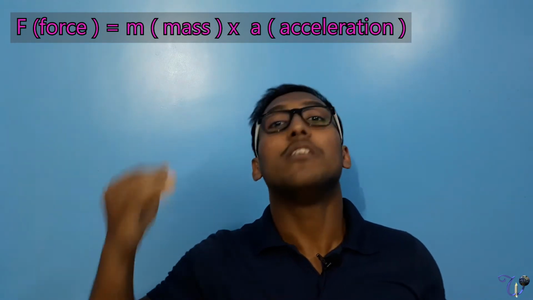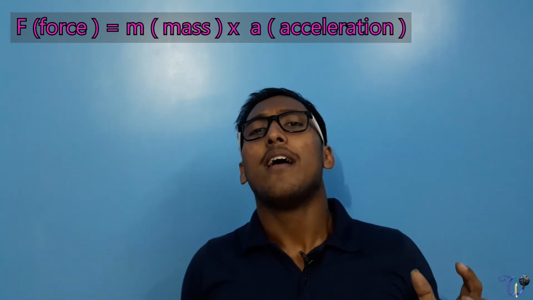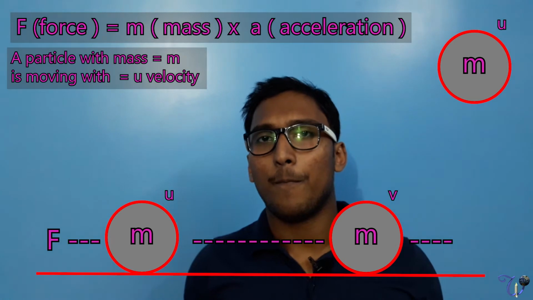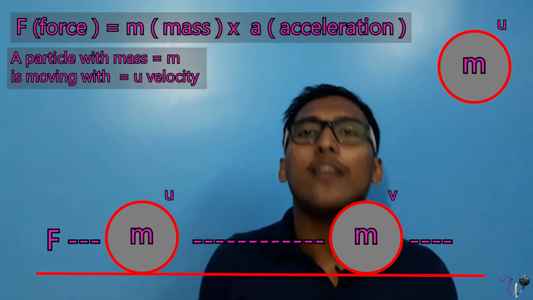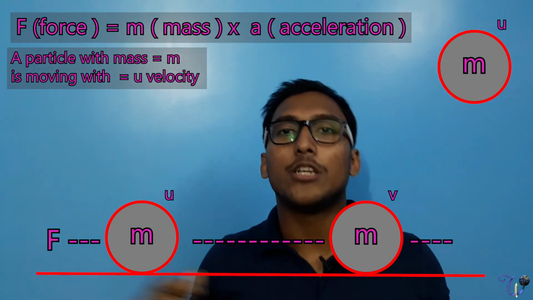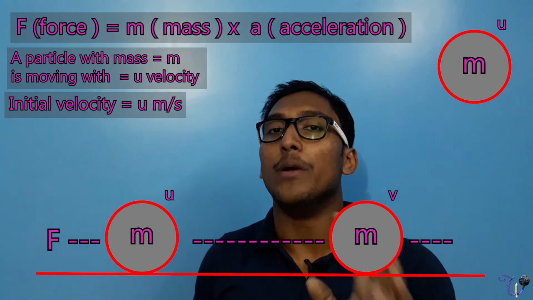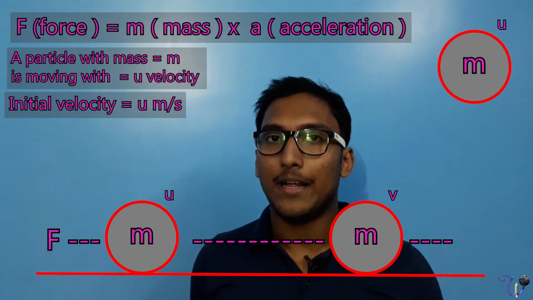We know this equation. Now it is time to prove that equation. So suppose a particle with mass m is moving in a straight line, or in a direction, and the initial velocity was u meter per second. Initial velocity was u, right?